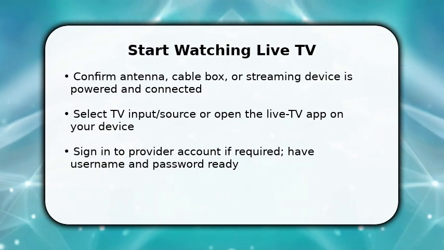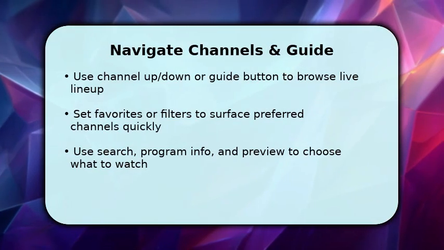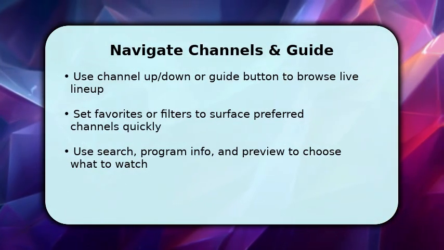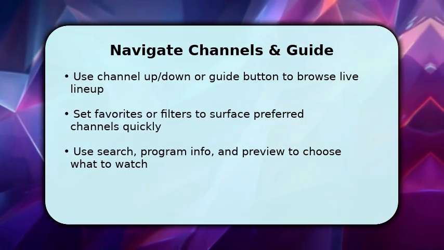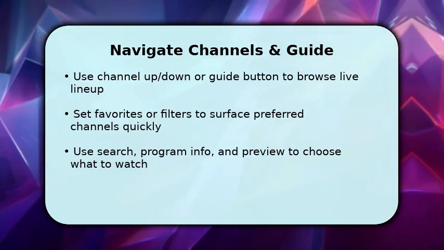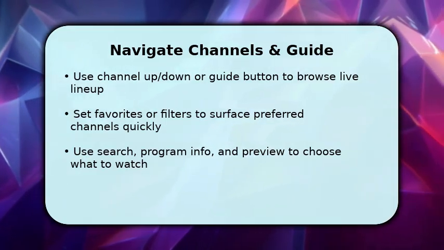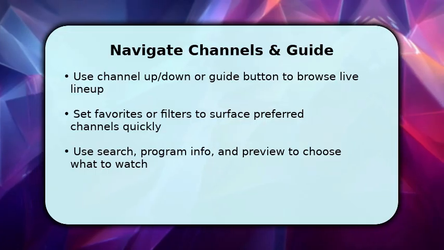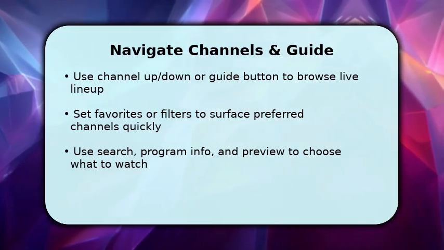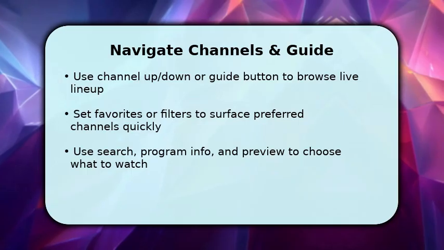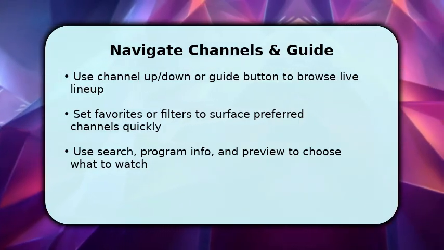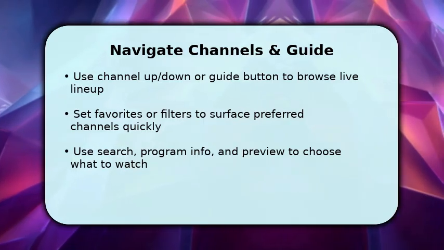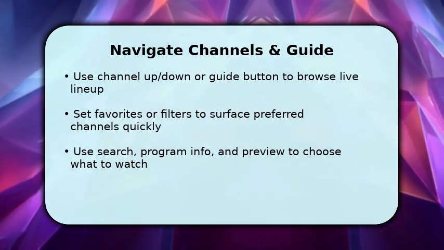You now navigate the channels and guide. Press channel up/down or open the guide to scan the live lineup. Once you see programming, use the info or preview feature to confirm show details and start times and choose a channel. To save time later, mark favorites or apply filters so your preferred networks appear first. If you're on a streaming app, use search and categories. If on a tuner, tune directly by channel number. These steps reduce fumbling and get you watching faster.